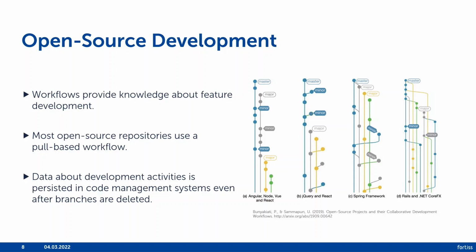However, as seen on the right, different projects use different methods to integrate these changes, and the development history of how the change or how the fix was developed is not always persisted. Most open source repositories use a pull-based workflow, which means they use merge requests or pull requests to integrate their changes. And data about development activities is actually persisted in code management or code hosting systems, even after the pull requests are integrated and the branches are deleted.